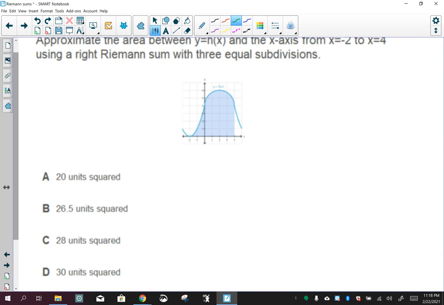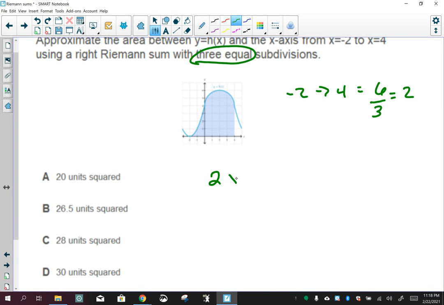All right, here we go. So we need 3 equal subdivisions from -2 to 4. The distance from -2 to 4 is going to be 6. So since I need 3 of these, I'm going to take that distance divided by 3. So each one of my widths is going to wind up being 2. So I've got 2 times something, 2 times something, and 2 times something.